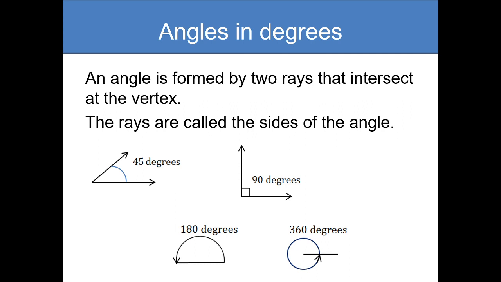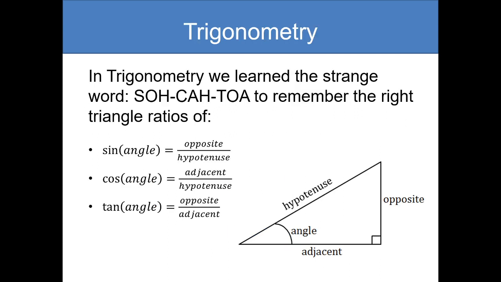Many of you may have learned a strange kind of word type thing called SOHCAHTOA, to remember the right triangle ratios. The sine of an angle is the opposite over the hypotenuse. The cosine of an angle is the adjacent over the hypotenuse, and the tangent is the opposite over adjacent. If you don't know this little trick, SOH is so, CAH is ka, and TOA is oa. SOHCAHTOA.